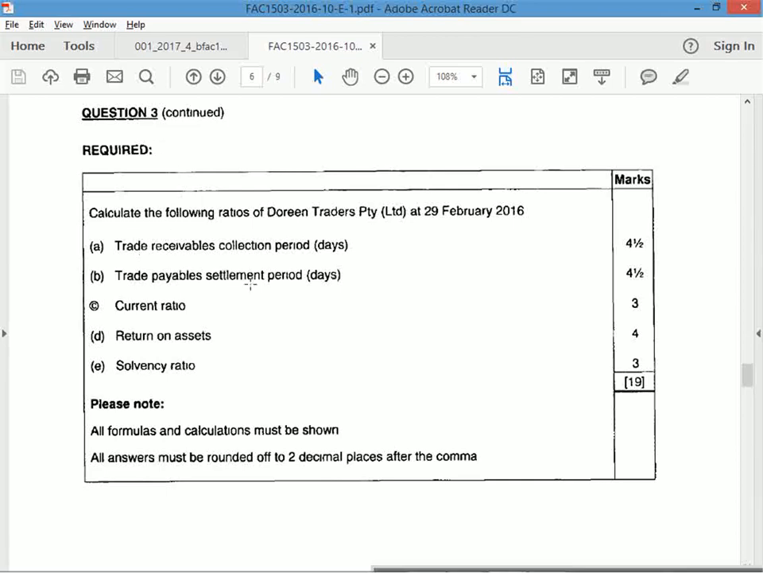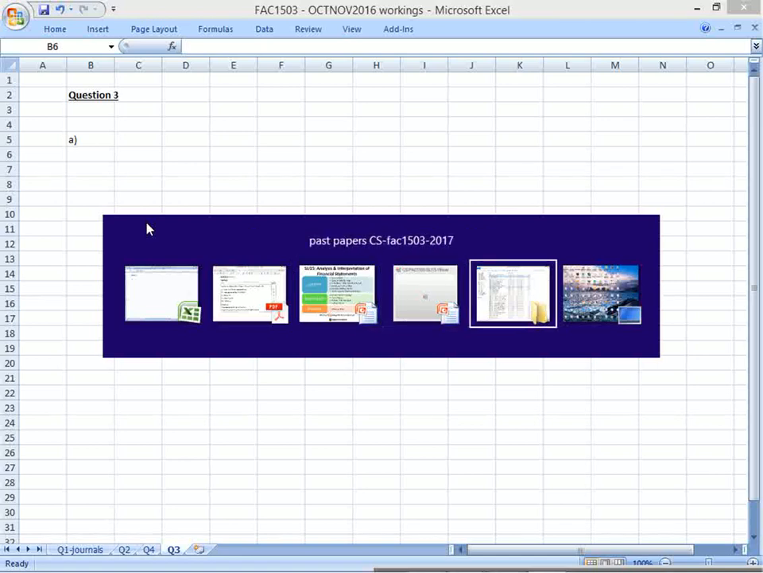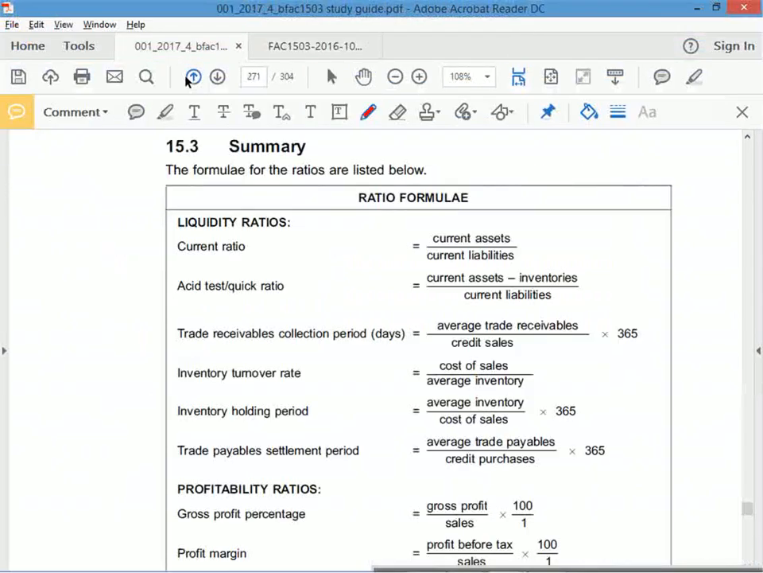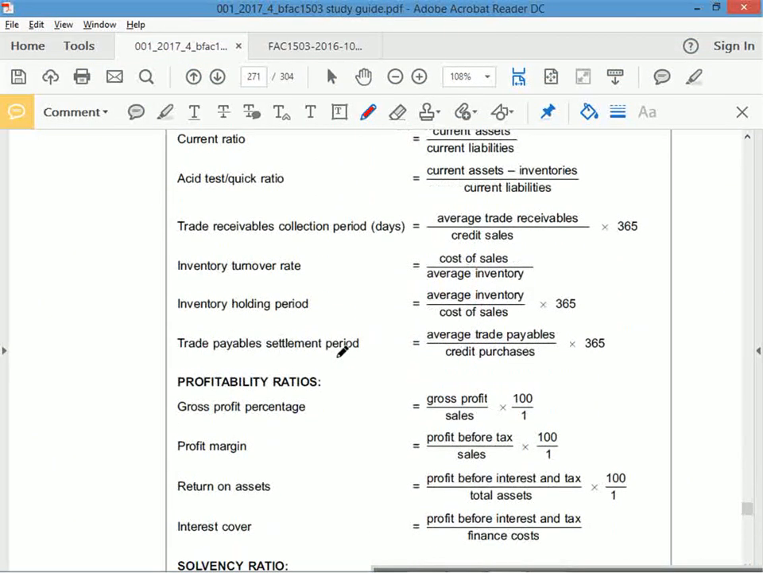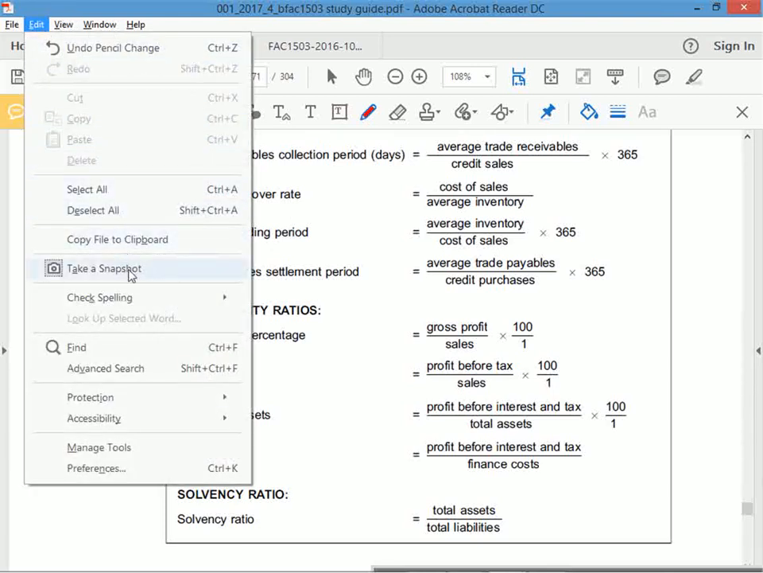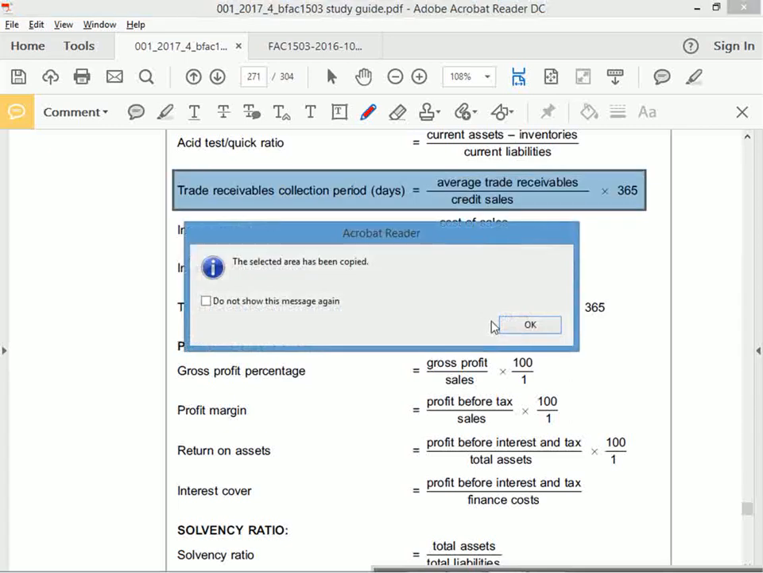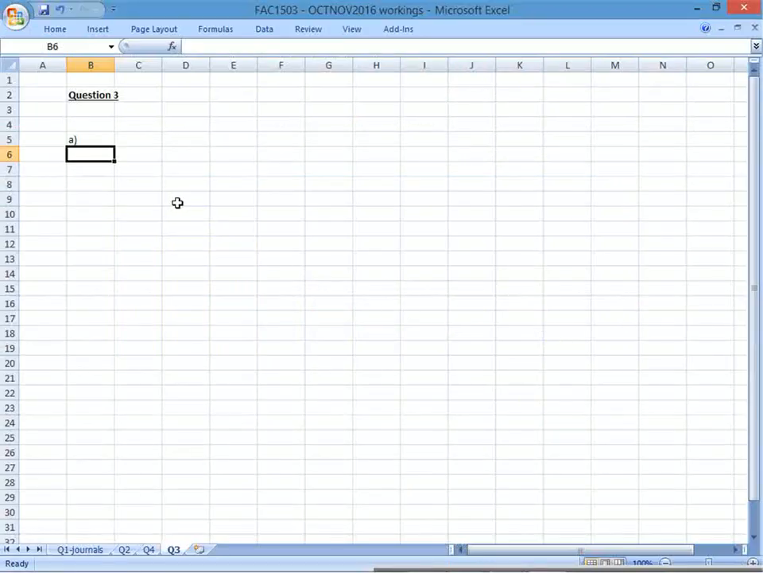So, trade receivables collection period, there's A. So what do I do? I go to my memory, well in this case, my summary page. Just read out the ratio. What ratio do they want? Trade receivables collection period, there it is. I'm going to copy that, and I'm going to paste that here.